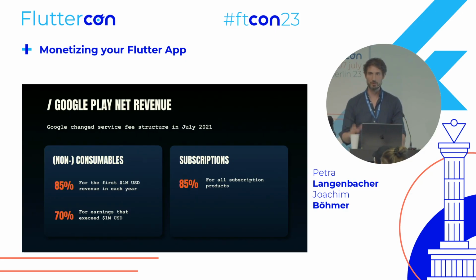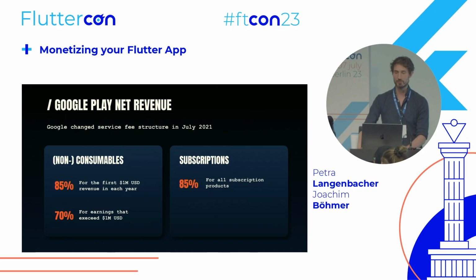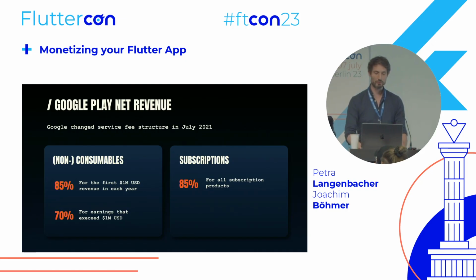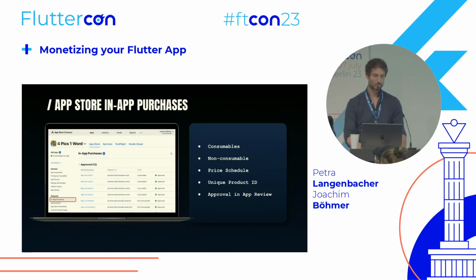But probably you all don't have to bother about it because after the numbers of Google, only 1% of all publishers really reach that level of $1 million. For subscriptions, Google is always giving you the higher share of 85%, regardless of the total revenue that you earned with them. The management of consumables and non-consumables are very easy to set up in the Apple ecosystem.